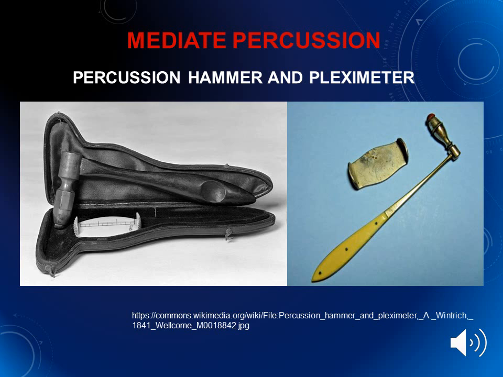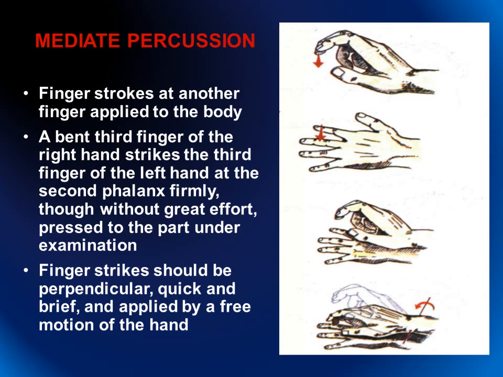In the 19th century, special tools called the hammer, plexor, and pleximeter, a special metal plate, were applied for mediate percussion. Later, the pleximeter and plexor were displaced by the examiner's fingers. In this technique, one finger strikes another finger applied to the body. A bent third finger of the right hand strikes the third finger of the left hand at the second phalanx.